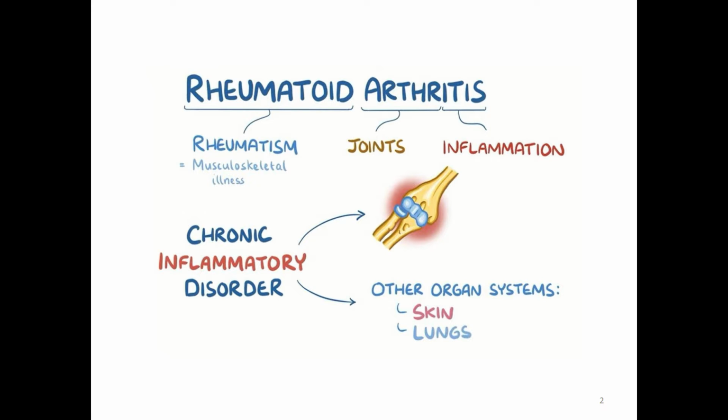So as you all can see on the screen, rheumatoid means rheumatism, which is a phenomenon of musculoskeletal illness, and arthritis is subdivided into arthr meaning joint and itis meaning inflammation. So rheumatoid arthritis is an autoimmune disease which is caused by chronic inflammatory disorders and which can also affect other organ systems like skin and lungs.